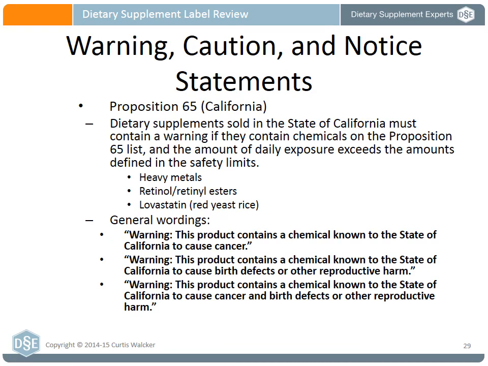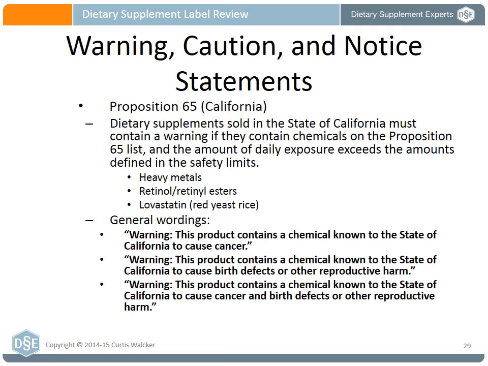And finally, California's Proposition 65. Dietary supplements sold in the state of California must contain a warning if they contain chemicals on the Proposition 65 list and the amount of total daily exposure exceeds the amounts defined in the safety limits. The most common offenders in dietary supplements are heavy metals, retinol, retinol esters, and lovastatin.